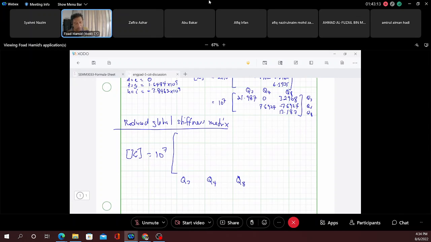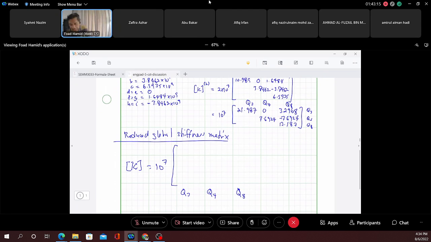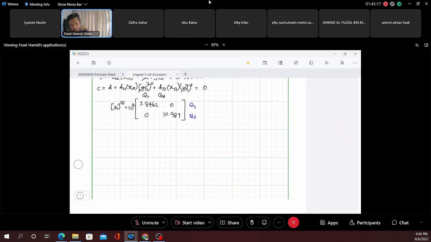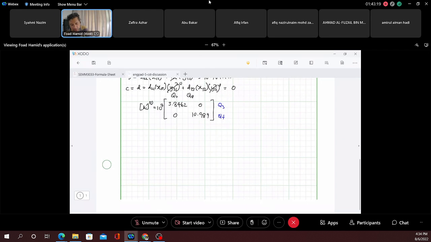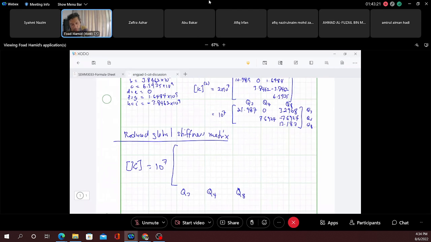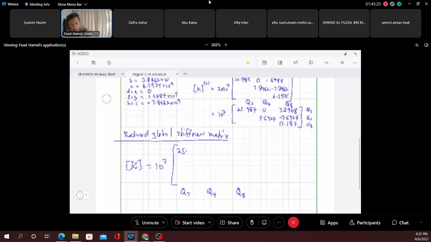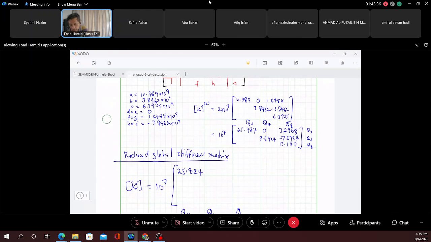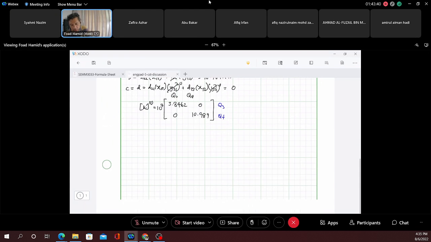Q3, we have Q3 and Q3. So this overlaps 3.84 and 21.984, so that becomes 25.824. Sorry, this is 824. Okay, and of course, this is Q4, Q3, Q3 and Q4 is 0.